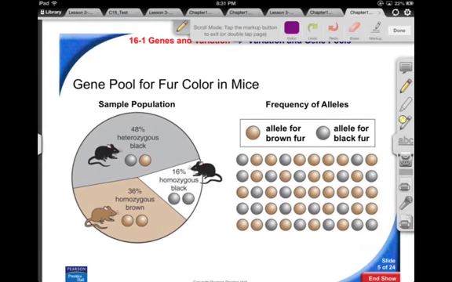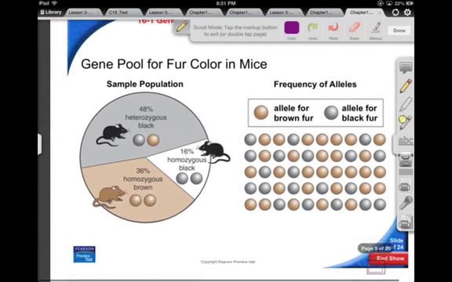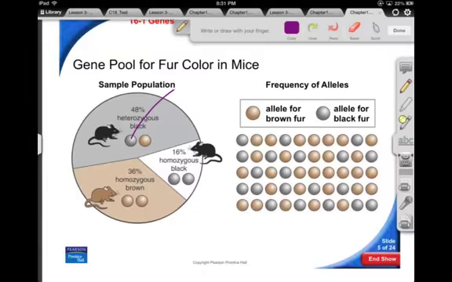Here's an interesting example: the gene pool for fur color in mice. So what have we got? Well, heterozygous black. In this case, we've got a gene for black and a gene for brown. The black color, when it's produced, would mask the brown color. It doesn't matter if this mouse has a gene for the other color. It's kind of a hybrid. It's still going to appear black.